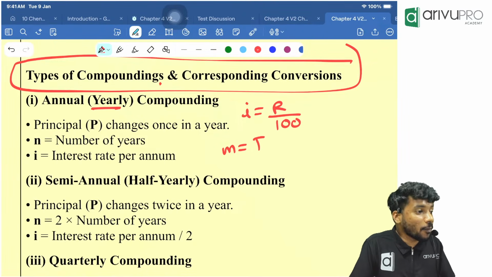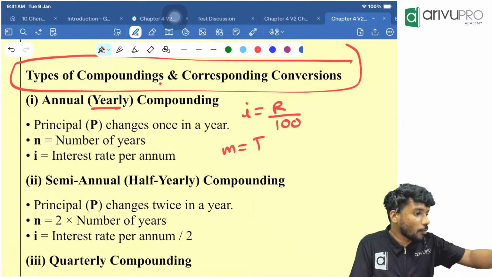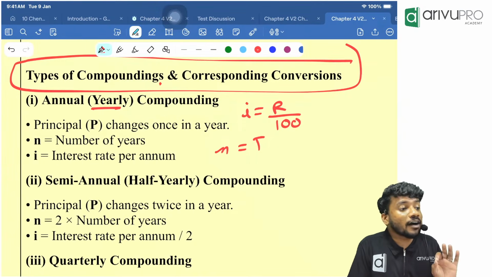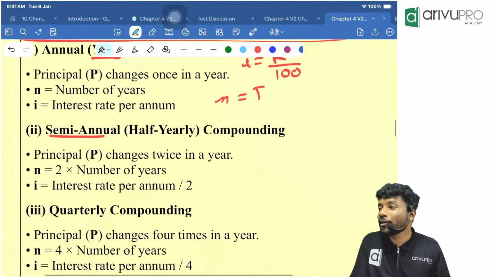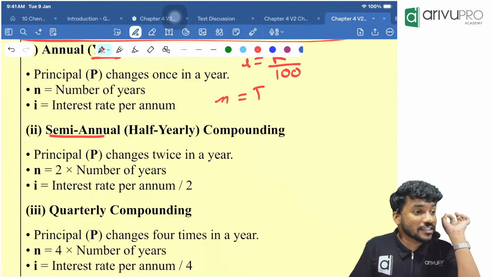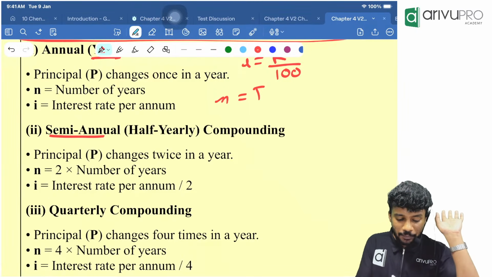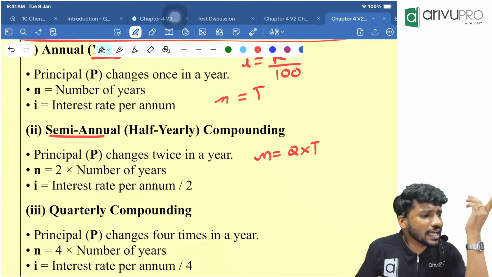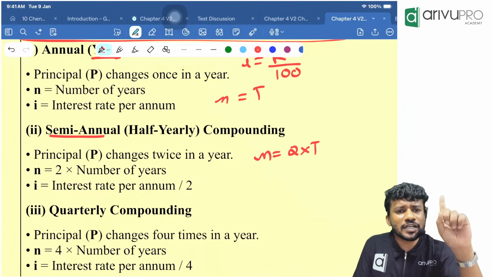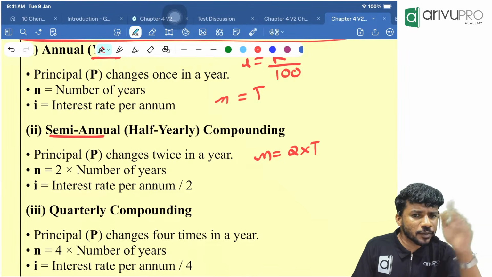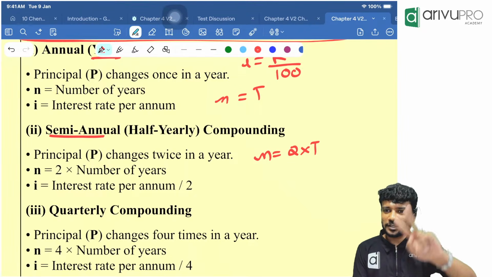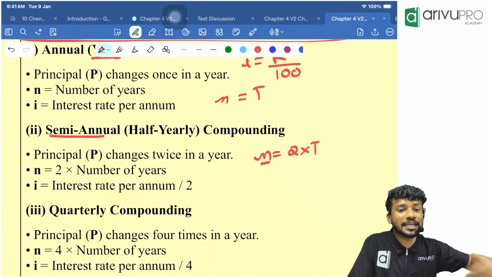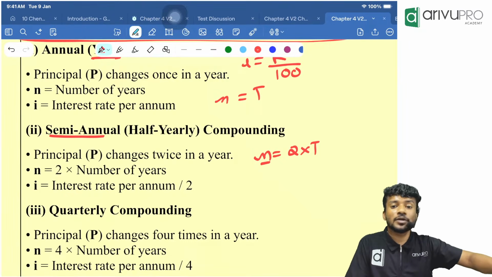Whenever it is annual compounding, why? Every year it is getting compounded. Then one fine day, they say it is half yearly compounded or semi-annually compounded. That means every 6 months it will get compounded. Then people, N will become 2 into number of years. Why? Can anyone tell me why 2 into number of years? In 1 year, how many 6 months are there? First 6 months, next 6 months. So 2. So in a year, 2 times it will get compounded. So the number of periods of compounding will be 2 into the given number of years.